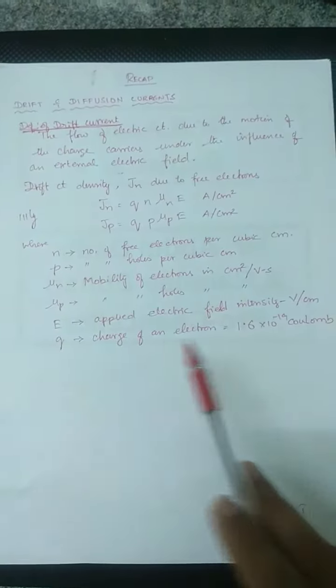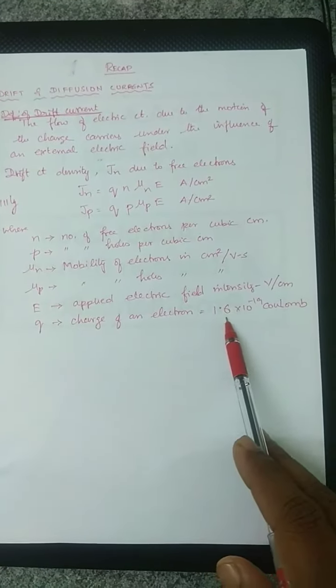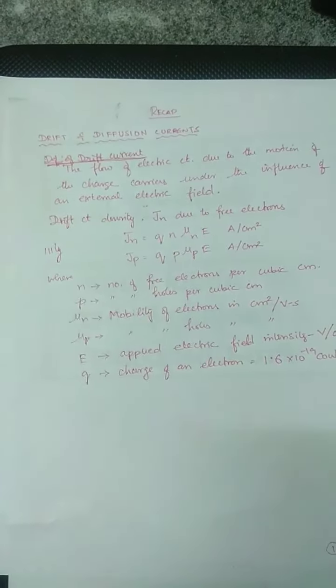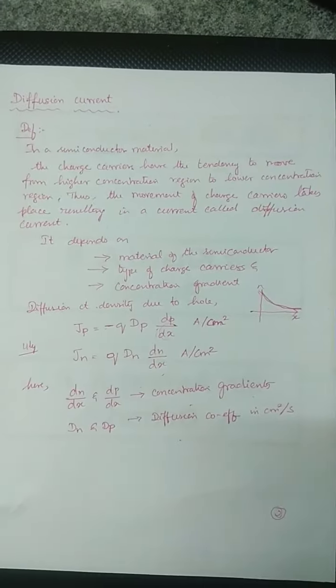So these are the equations, and you know that the charge of an electron is 1.6 x 10^-19 coulomb. This is for drift current. The next one is the diffusion current.